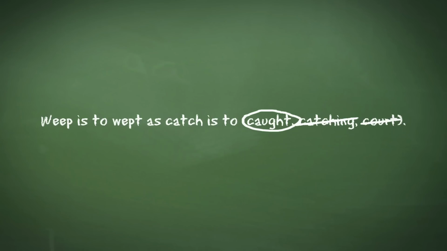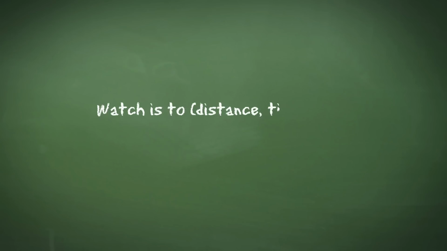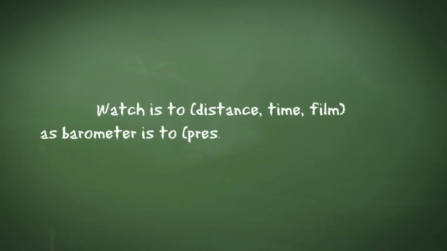Some of the trickier questions of this type involve selecting two words rather than just one. For example, watch is to distance, time, or film, as barometer is to pressure, temperature, or speed. It's important to read the whole sentence to start with so you can get a sense of what the question might be looking for. Then go through each set of choices for the first part.